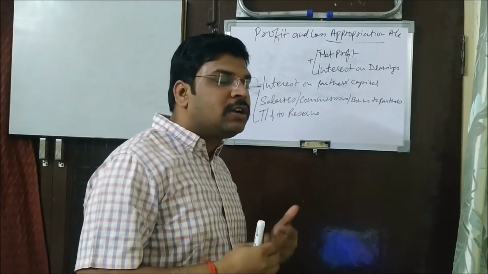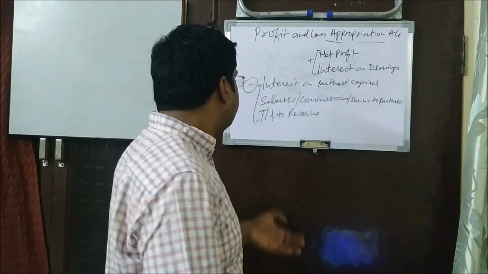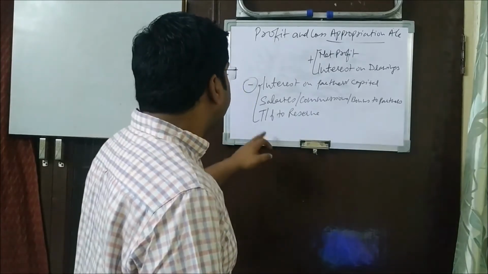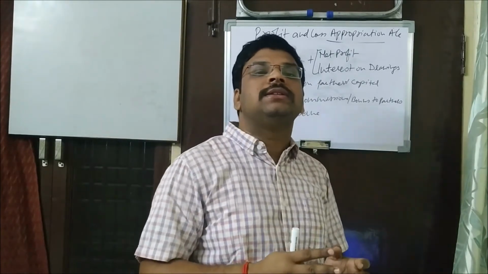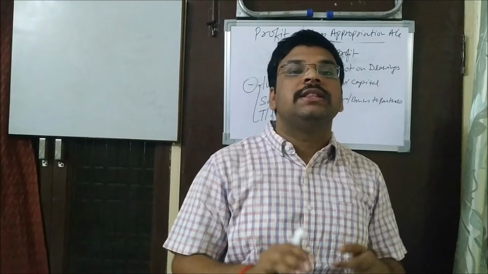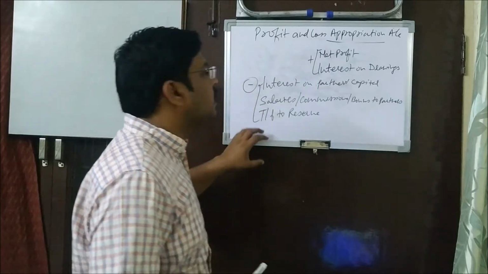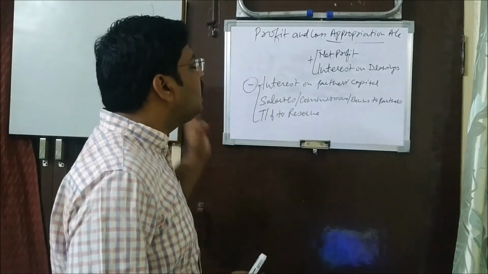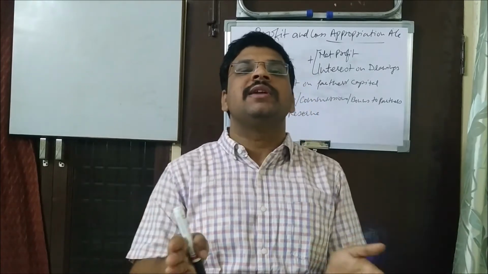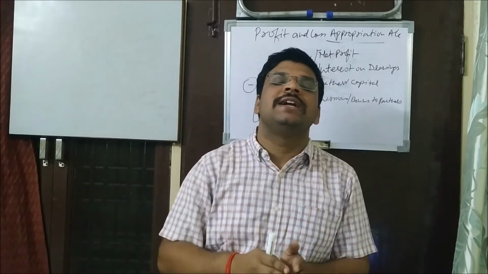Interest on partners' capital is a kind of expenditure. Why? Because the firm has to pay it to partners individually. And then salaries, commission, bonus to partners, that is also an expenditure. Now transfer to reserve. If they want to maintain a reserve, if they want to keep some portion of profit for future reference for emergency purposes, then they transfer some portion of the profit to reserve. So these items are deducted. These are added, these are deducted, and then whatever portion of profit is left is distributed among the partners in their profit sharing ratio. When I show you the format of profit and loss appropriation account, then you will understand in a better way.